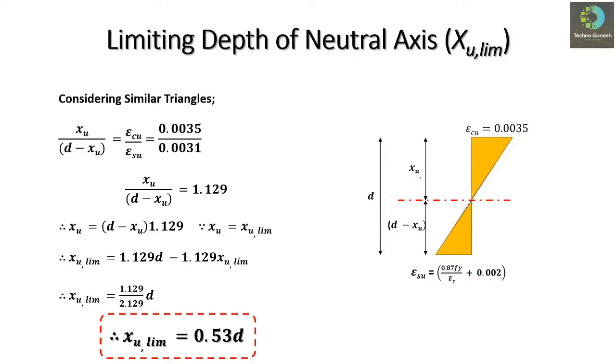So by calculating this XU limiting and by calculating the actual depth of neutral axis, we'll be able to decide whether the section we have used is a balanced section, an under reinforced section, or an over reinforced section, just by comparing these two values of actual depth of neutral axis and limiting depth of neutral axis.